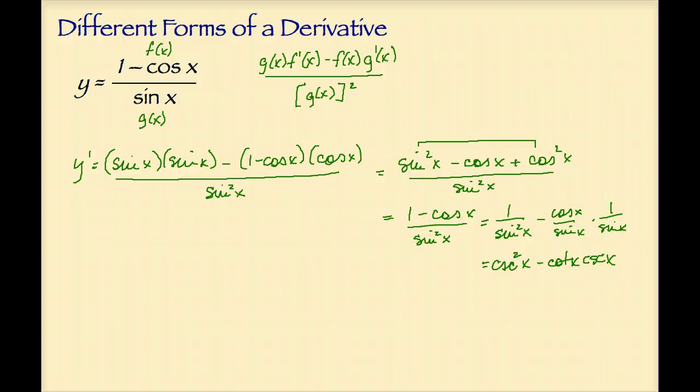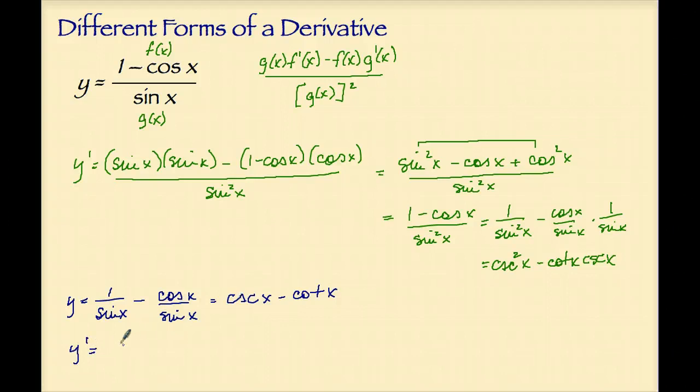Now let's take the derivative a second way, rewriting the original function. I'm going to separate the original function now into separate fractions in order to utilize reciprocal identities. 1 over sine x minus cosine x over sine x gives me cosecant x minus cotangent x. Let's take the derivative of this function.